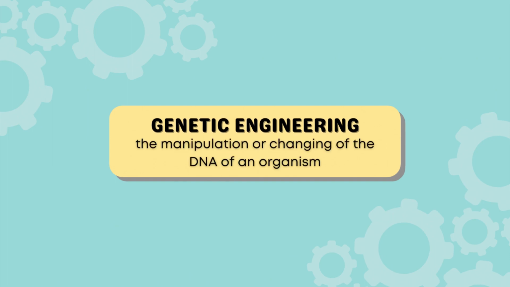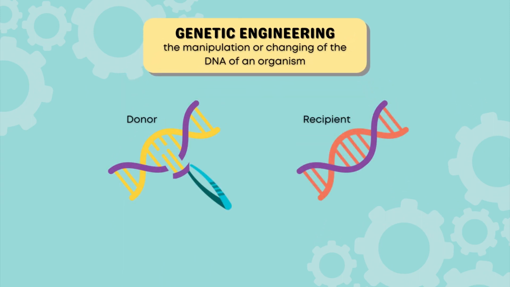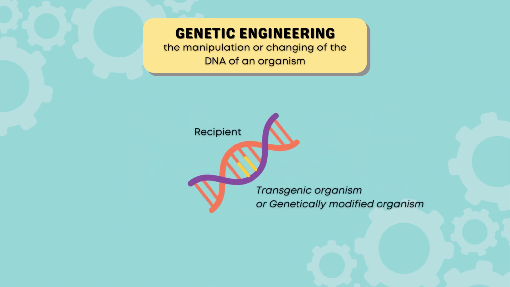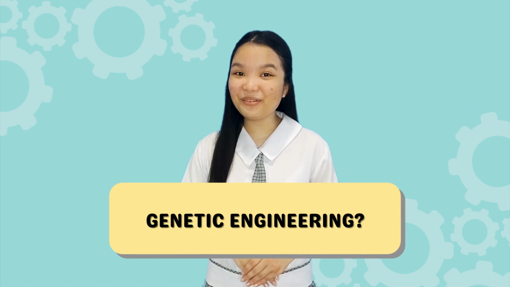Genetic engineering is the manipulation or changing of the DNA of an organism. It involves removing a target gene from one organism, which is called the donor, and transferring it to another organism, which is referred to as the recipient. The recipient is called a transgenic organism or a genetically modified organism. Do you want to know how genetic engineering really works?